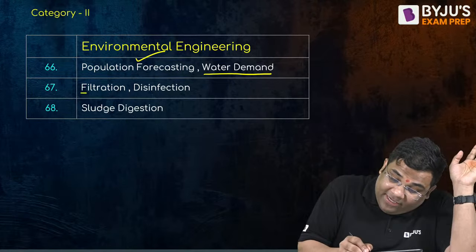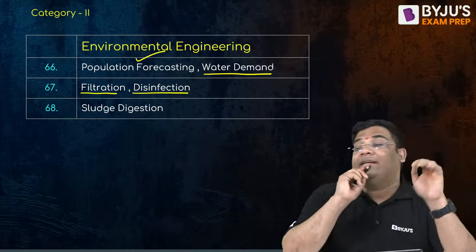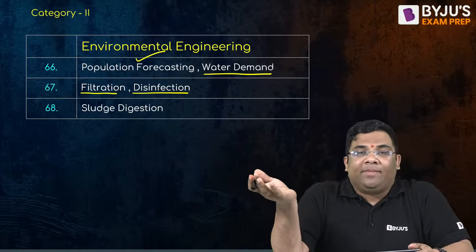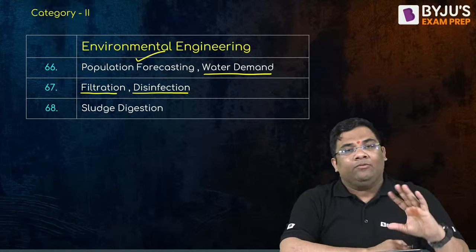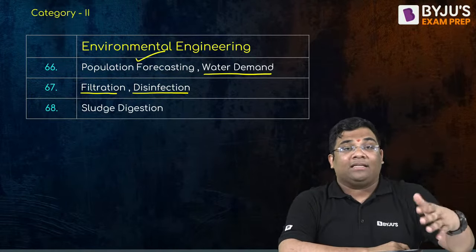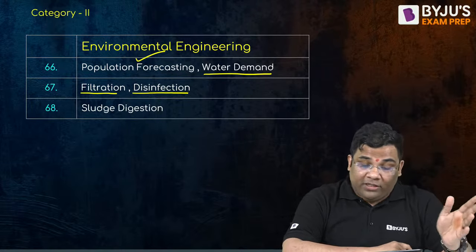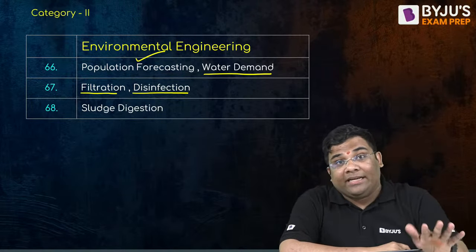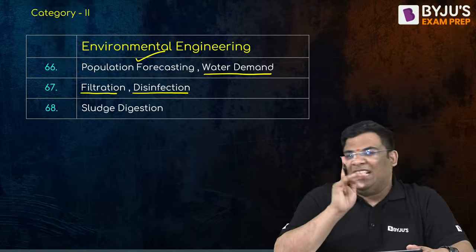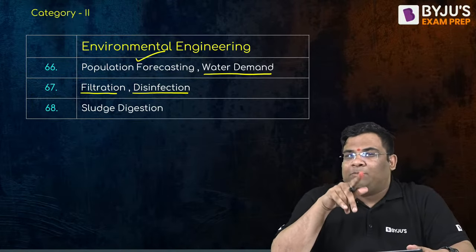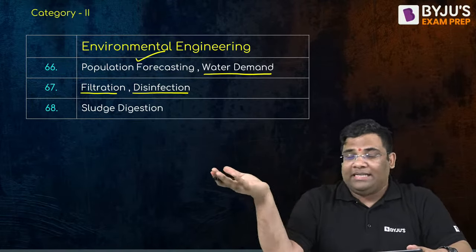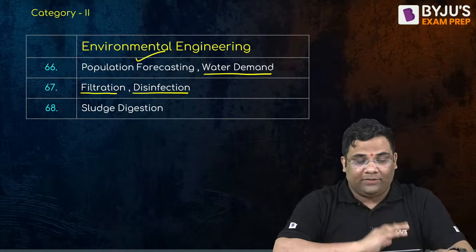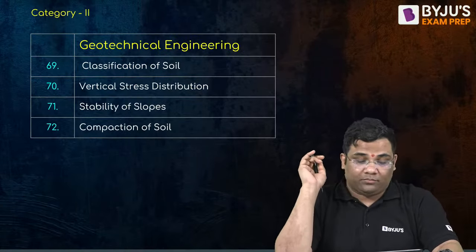Then we have filtration and disinfection in category 2. See, when we are going for water treatment, sedimentation will be, we can say, more important. They will ask more questions on sedimentation. Therefore, I put filtration and disinfection in category 2. Yes? And then sludge digestion. See, the activated sludge process is more important than sludge digestion. Therefore, this is in category 2.